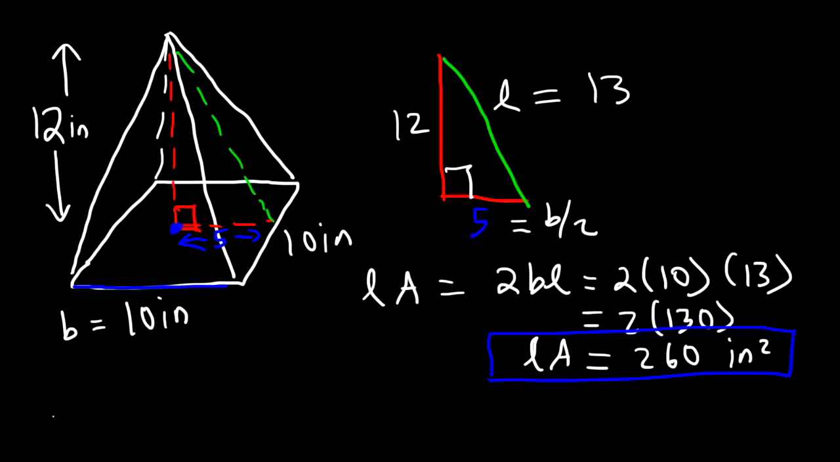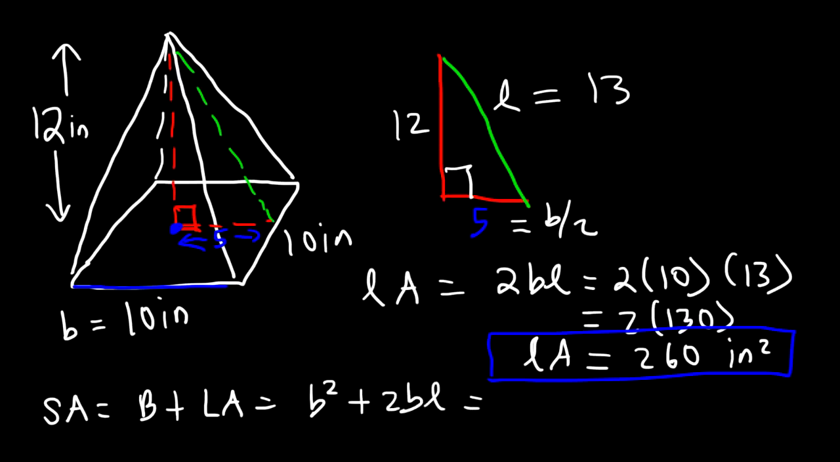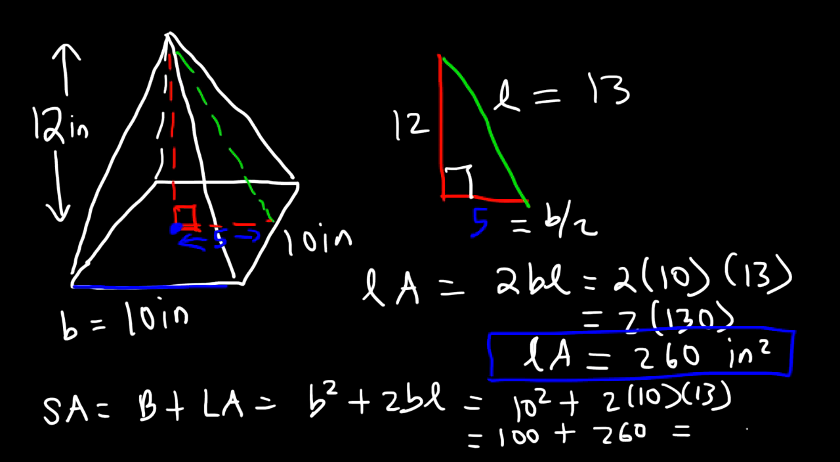Now the last thing that we need to do for this problem is calculate the surface area. The surface area is the area of the base plus the lateral area, which is B squared plus 2BL. So B squared, that's going to be 10 squared plus 2 times 10 times 13. So 10 squared is 100, and we know that 2 times 10 times 13, that's the lateral area, which is 260, giving us a total surface area of 360 square inches.